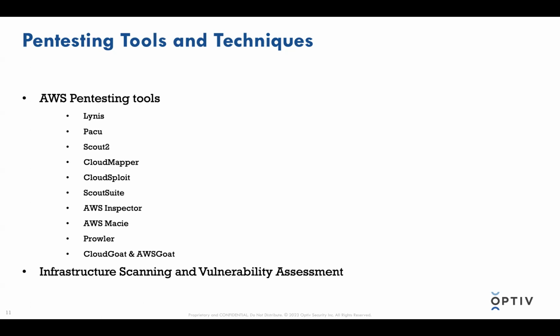AWS Macie is a service that helps discover, classify, and protect sensitive data stored in your AWS environment. By utilizing machine learning algorithms, Macie can identify personally identifiable information and other sensitive data.